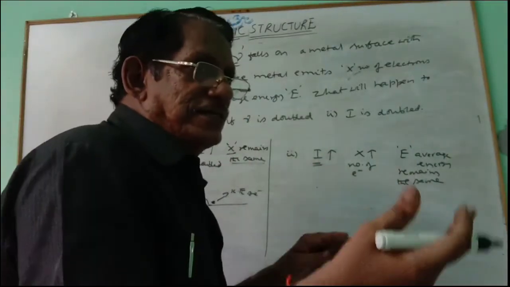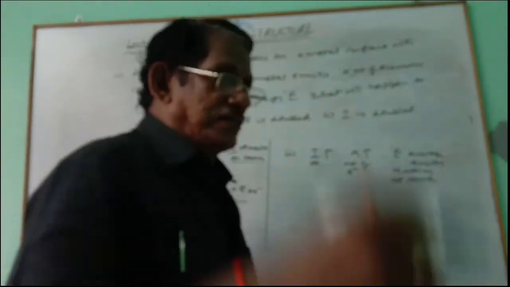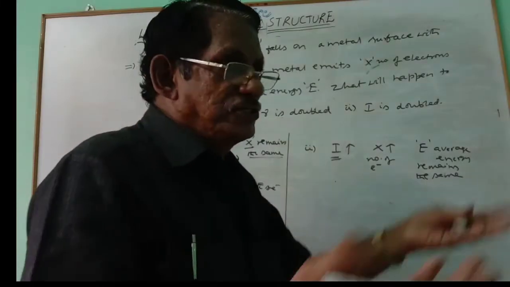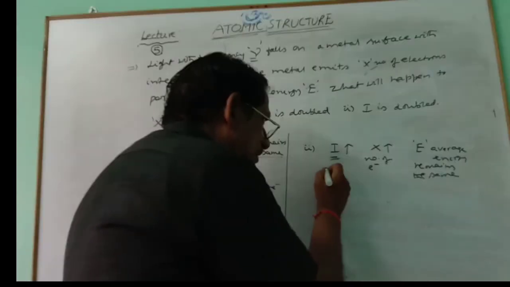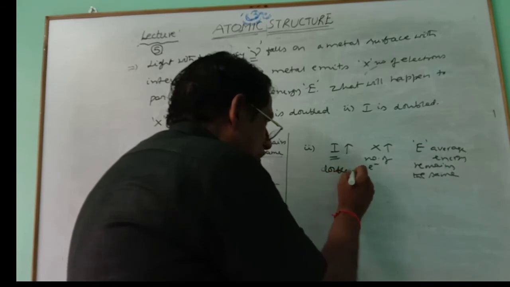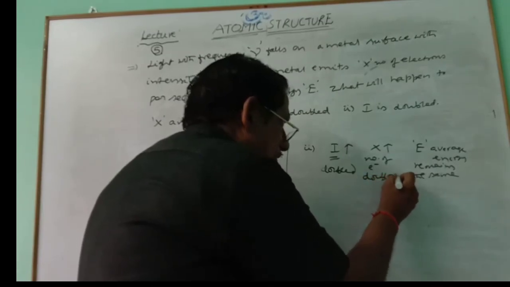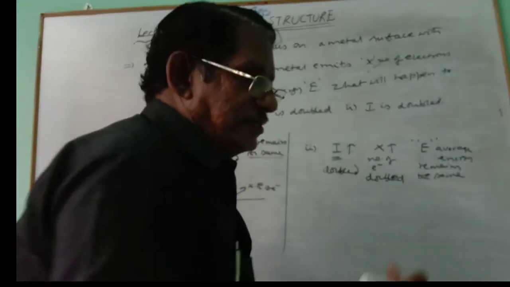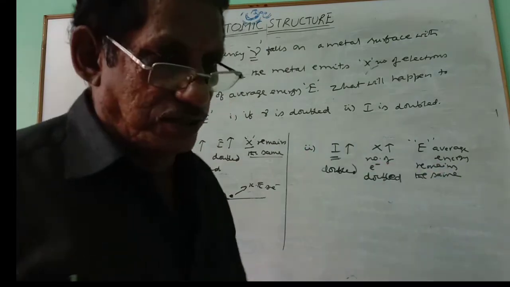And there is no extra energy like this. So for all the emitted electrons, the kinetic energy remains the same as in the previous case. So in this case, when intensity is doubled, the number of electrons ejected is also doubled. But the value of the kinetic energy, if you take the average over all the electrons, always remains the same. So this is the point you have to grasp.